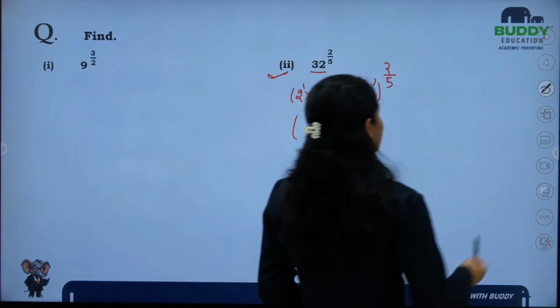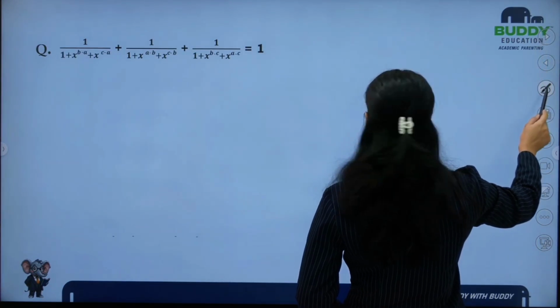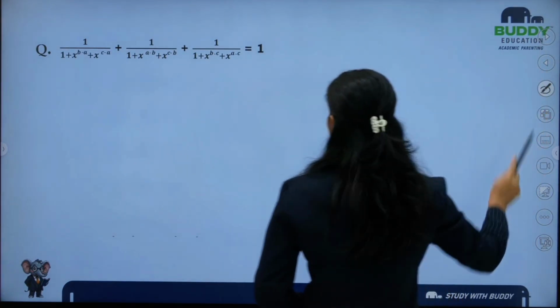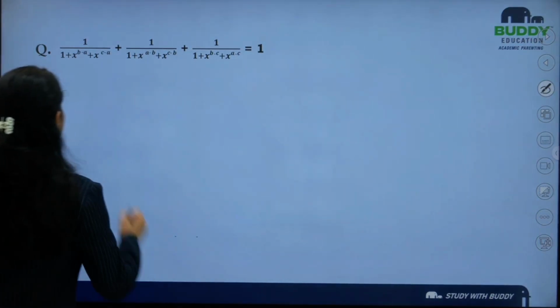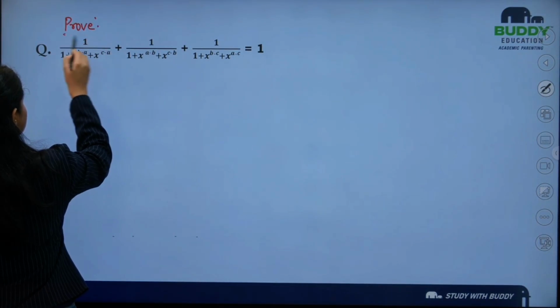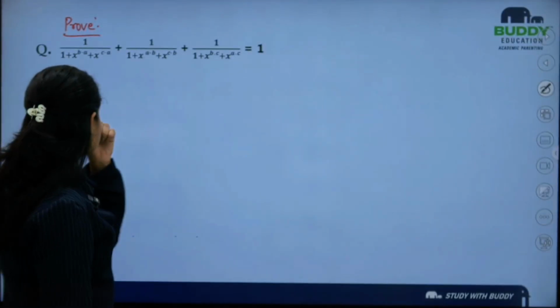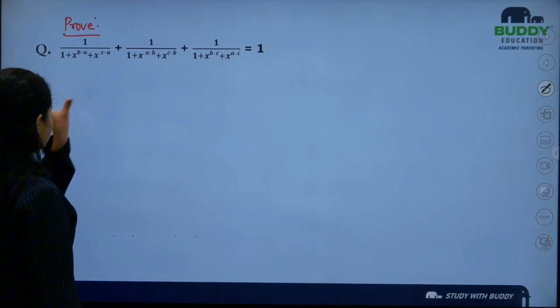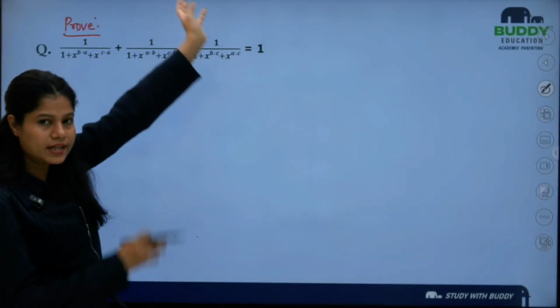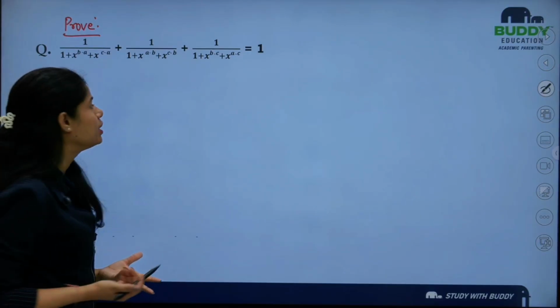Okay, all right, now let's move to the question that I really want you to understand. The question is that we have to prove that this whole thing is equal to 1. So what we will do in this question is take one part and understand which law of exponent can be used here.